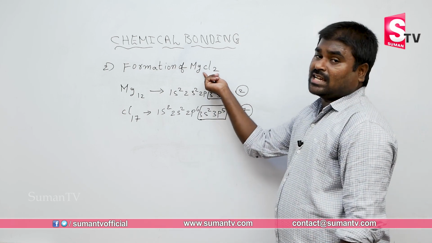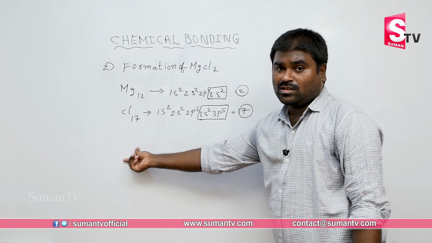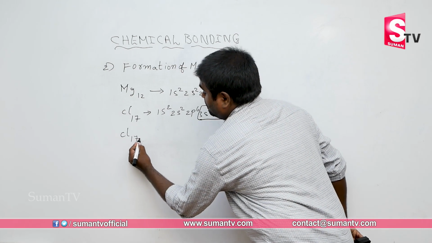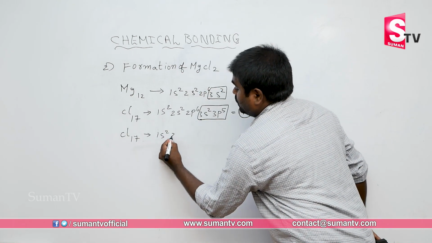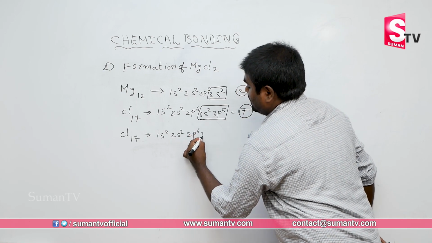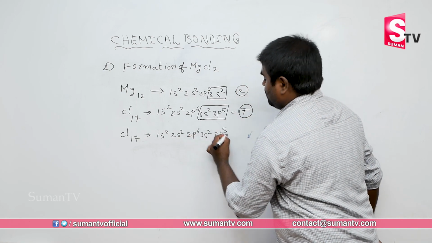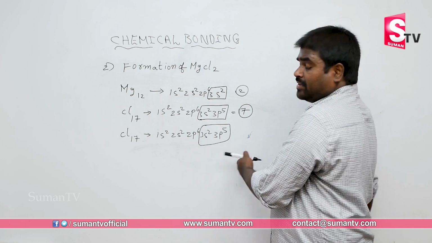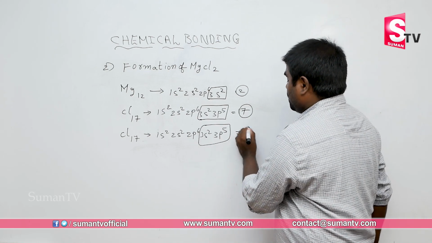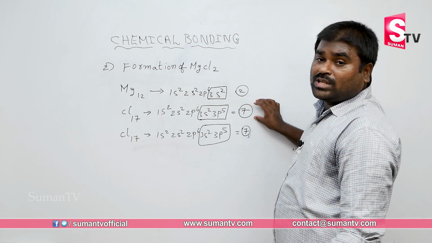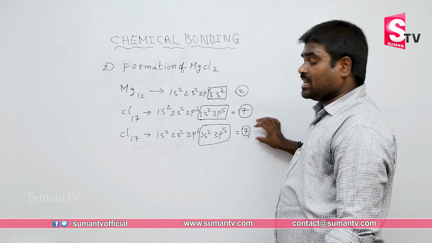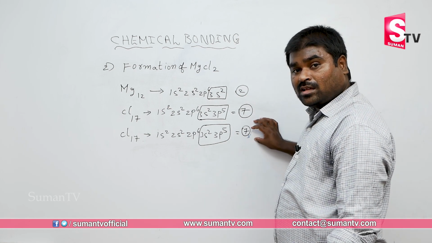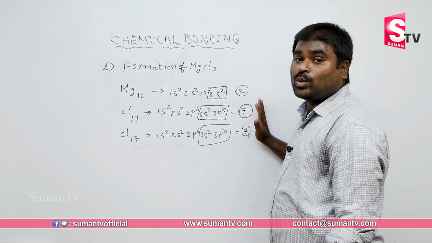But here 2 chlorines are there, so we have to take chlorine twice. Chlorine is again 17, so again 1s2, 2s2, 2p6, 3s2 and 3p5. Same here also, valence orbital 3s2 3p5, valence electrons again 7. On each chlorine side 7 are there, children. If it gets 1 electron, it will become stable. So 2 electrons are required from the chlorine side.